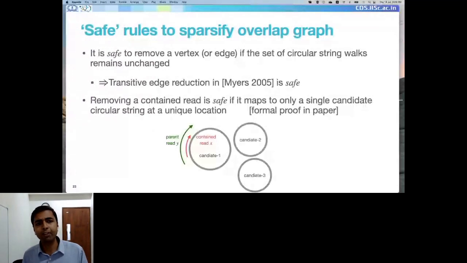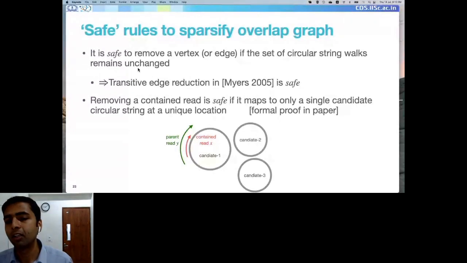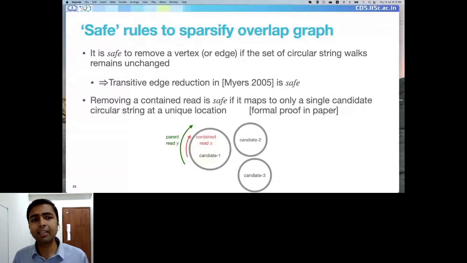First, I want to show you that we try to come up with safe theoretical rules that would help us sparsify overlap graphs. The first rule is very simple and intuitive to understand: we can remove a vertex or edge from the graph if the set of circular string walks remains unchanged. So as long as all the circular walks in the graph remain unchanged, I can remove a vertex or an edge iteratively. The transitive edge reduction by Myers is an example of this edge removal. During the transitive reduction, we ensure that the string walks are conserved.